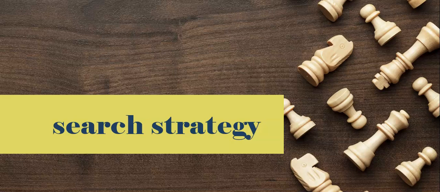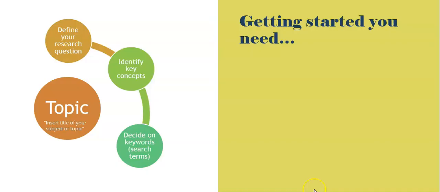In this tutorial, we'll be looking at search strategies using the research cycle and emphasizing the importance of using search terms. So, we're going to have a look at the first 3 steps in the research cycle, which will help you in identifying effective search terms to find the information for your research topic.